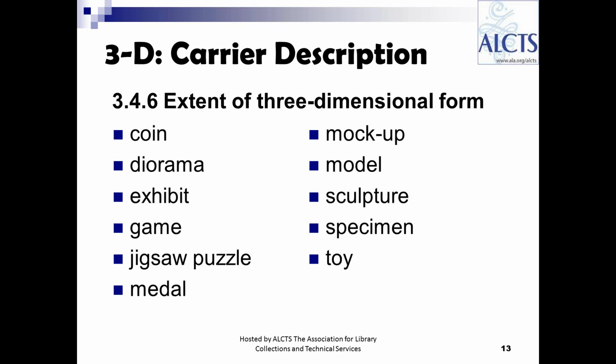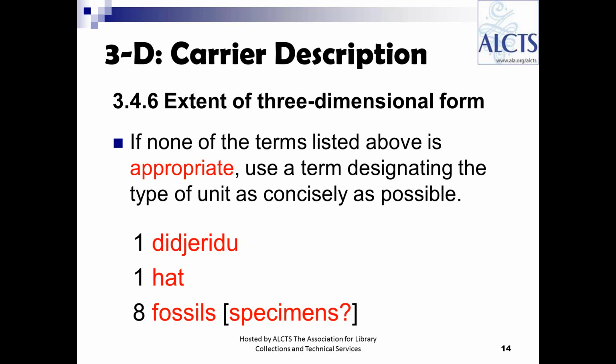Here's the list of terms for three-dimensional forms carriers in RDA, which looks pretty arbitrary to me. I'm not actually sure why RDA even needs a list here, since the universe of possible three-dimensional forms is infinite. Since the list of terms is arbitrary and short, RDA fortunately goes on to say that if none of the terms listed above is appropriate, use a term designating the type of unit as concisely as possible.